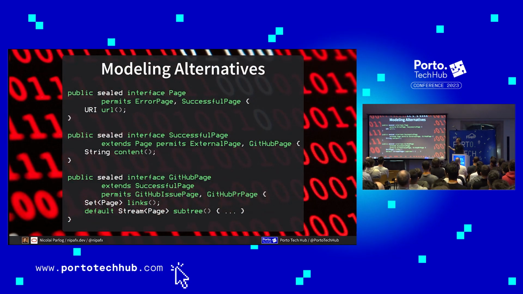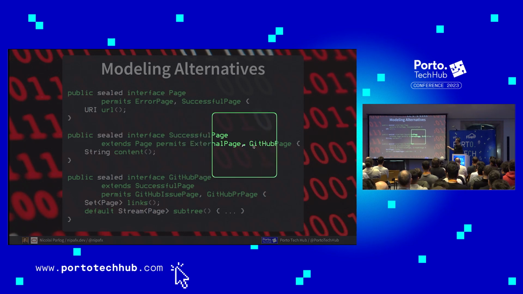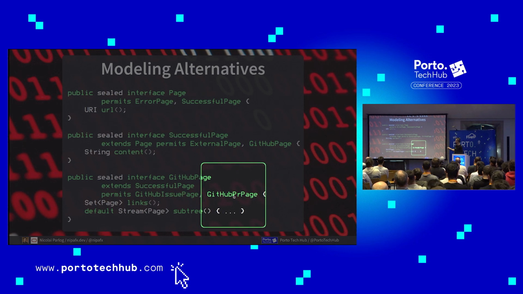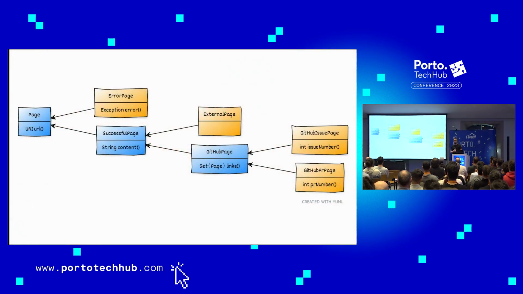Okay, let's apply this. Let's create some sealed interfaces. A Page permits the two implementations ErrorPage or SuccessfulPage, because only these two things can be a page. There's nothing else there. If it's a successful page, it must be an ExternalPage or a GitHubPage. And if it's a GitHub page, it must be an IssuePage or a PullRequestPage. Because these are interfaces, I'm adding a few properties here and there. I'm adding the URL at the top. Every page has a URL. Once it was a successful page load, I know I have some content. Once I have a GitHub page, I know I have outgoing links. I can create this default method that builds the substring. Put this into this handy type diagram.